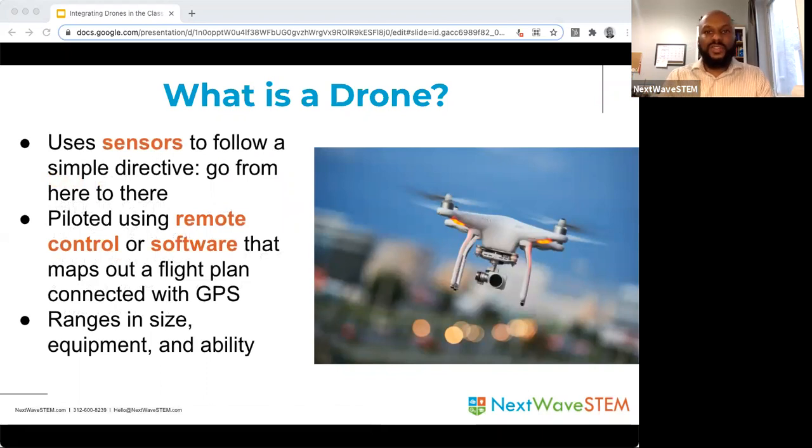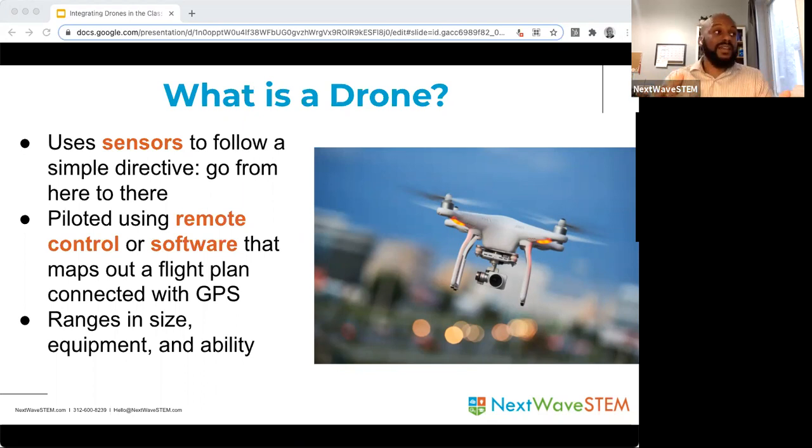But really, in a lot of ways, we can distill what a drone is further by thinking about what a drone does. So I have 3 bullet points that really simplify, make it super crude, if I can say it that way, but try to get to the brass tacks of what a drone is. Generally speaking, this is not in all cases, a drone uses sensors to follow a simple directive, which is to go from point A to point B. The directive is simple. Getting from point A to point B may not be so simple depending on our environment, but the directive is go from point A to point B.